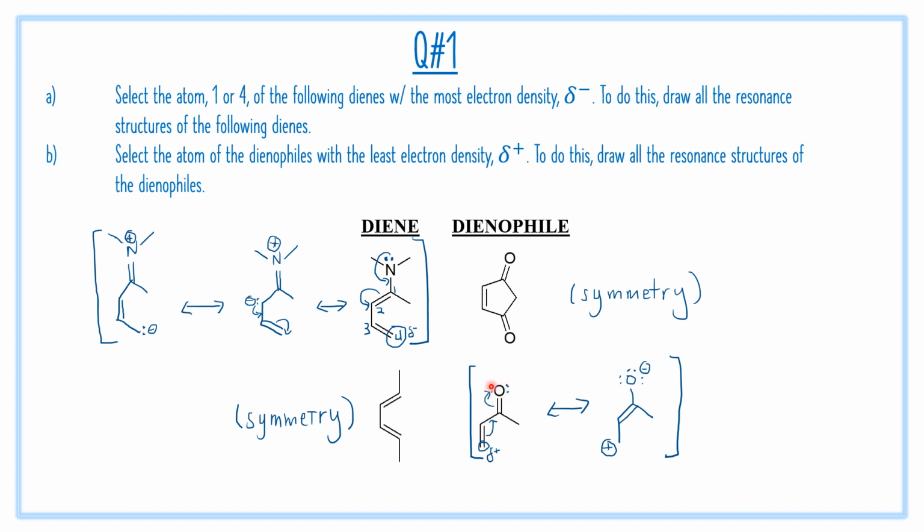Here, oxygen is more electronegative than carbon, so the double bond breaks to give an electron lone pair to oxygen, making oxygen have a negative charge. Then the double bond breaks here to create a positive charge on this carbon. Hence, this carbon over here has the least electron density.